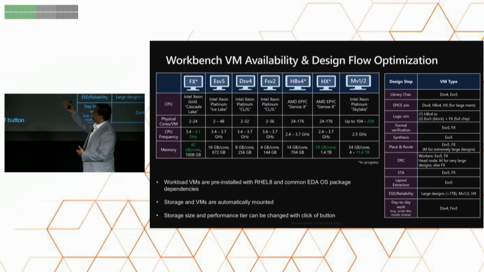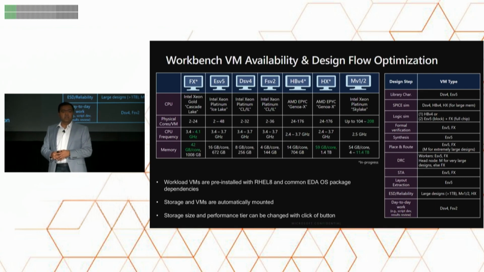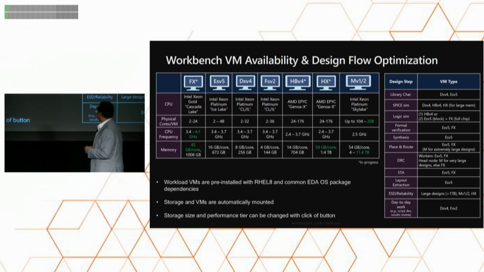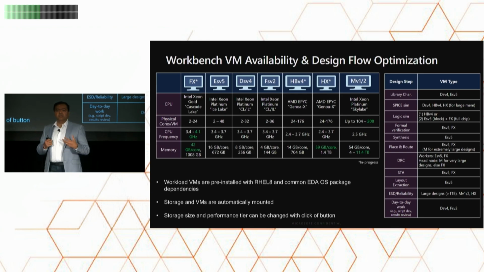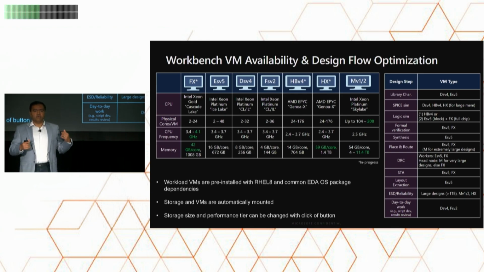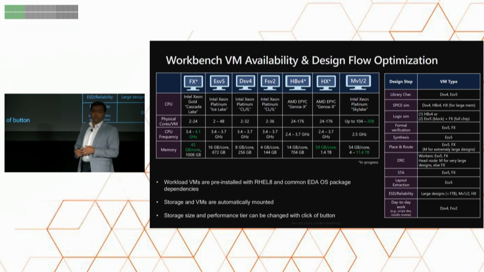Then ESV5, these are all Intel-based VMs, and AMD-based VMs. The next generation that's coming up, which is HX, has an even higher memory, 1.4 terabytes. And then we've got really giant monster machines with up to 12 terabytes of RAM, which are required for some of the deep backend type of workloads like ERCs, et cetera. So the MSWB infrastructure is really providing you the curated list of what these VMs need to be able to optimize those specific steps in the flow.